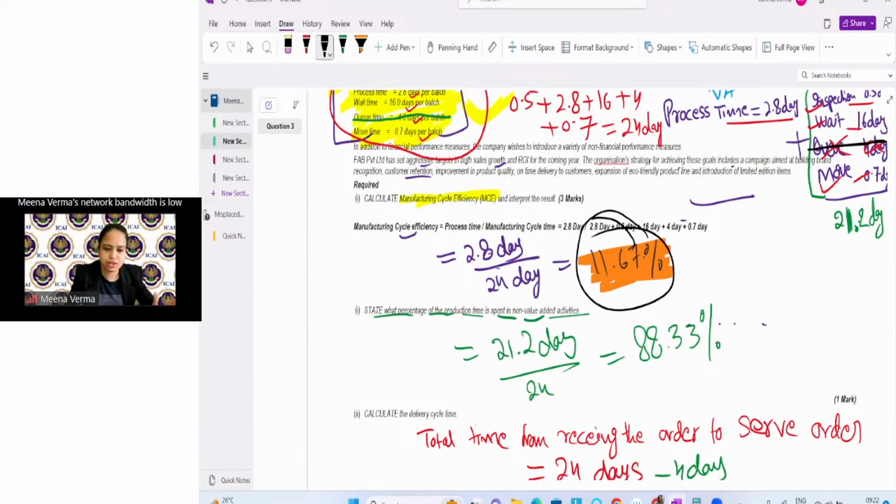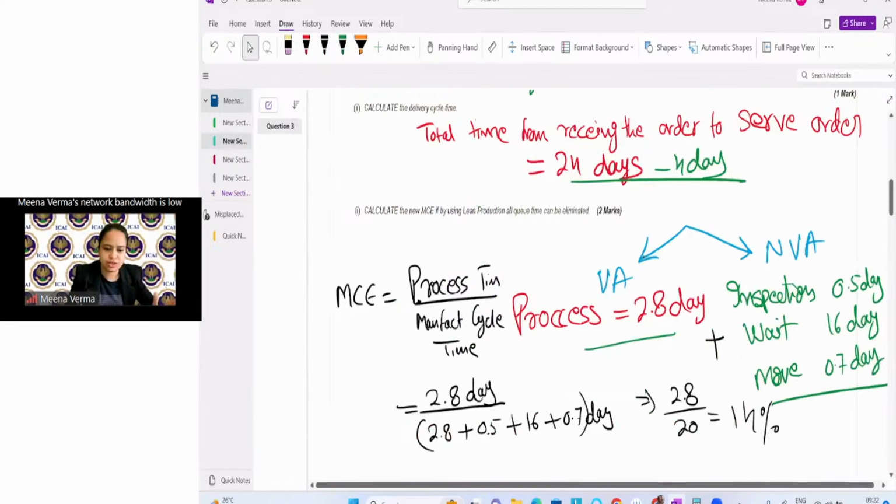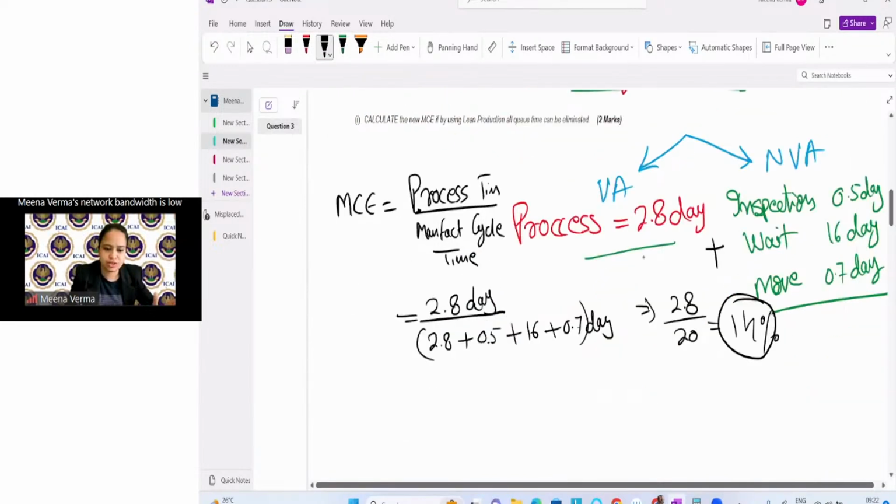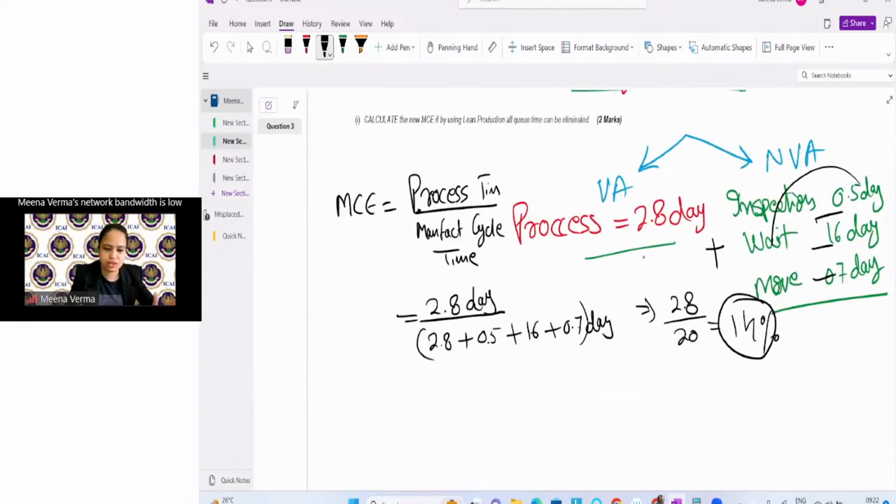This is a minor improvement, because we still have so many non-value-added activities. Assume, for example, we remove them completely, so there is no non-value-added activity. Then what will happen? You can see 2.8 divided by 2.8, because we have no other time. That gives 100% efficiency. Manufacturing cycle efficiency will be 100% if you remove all the non-value-added activity.